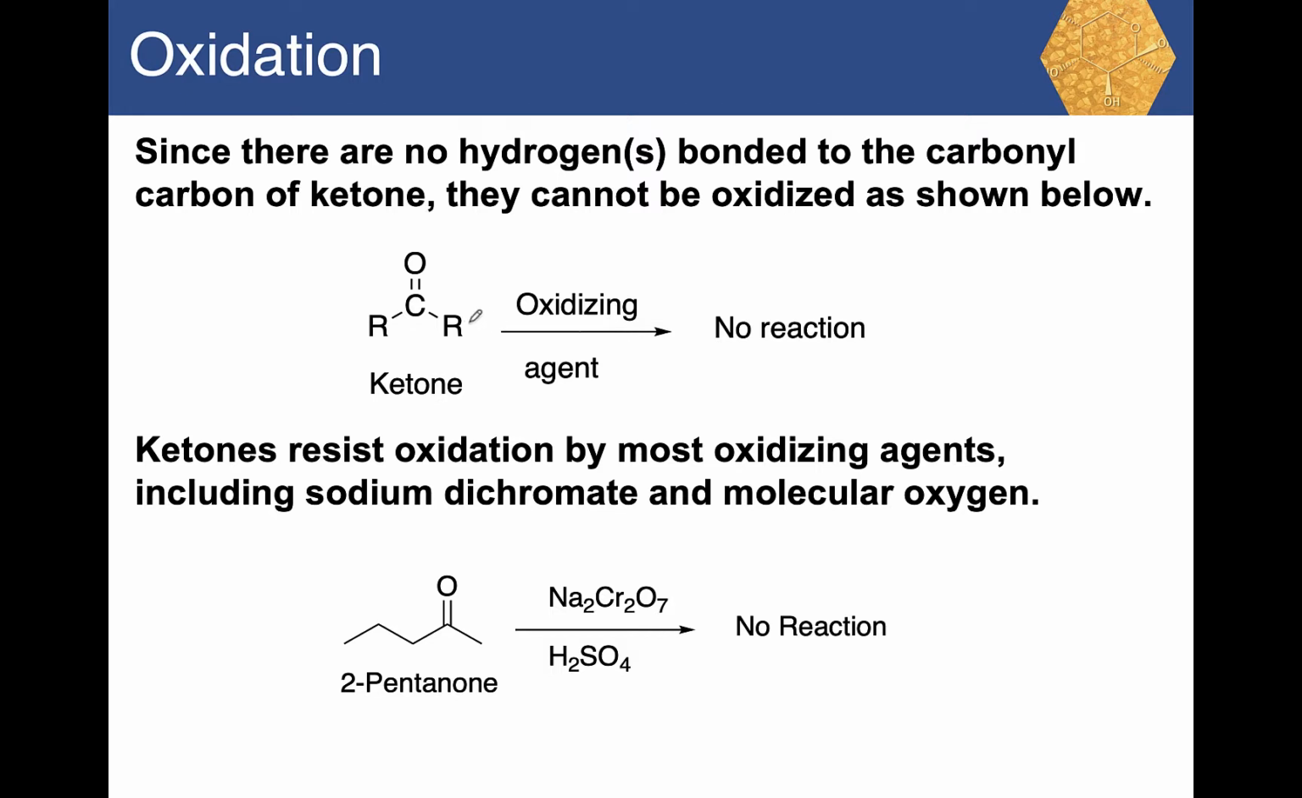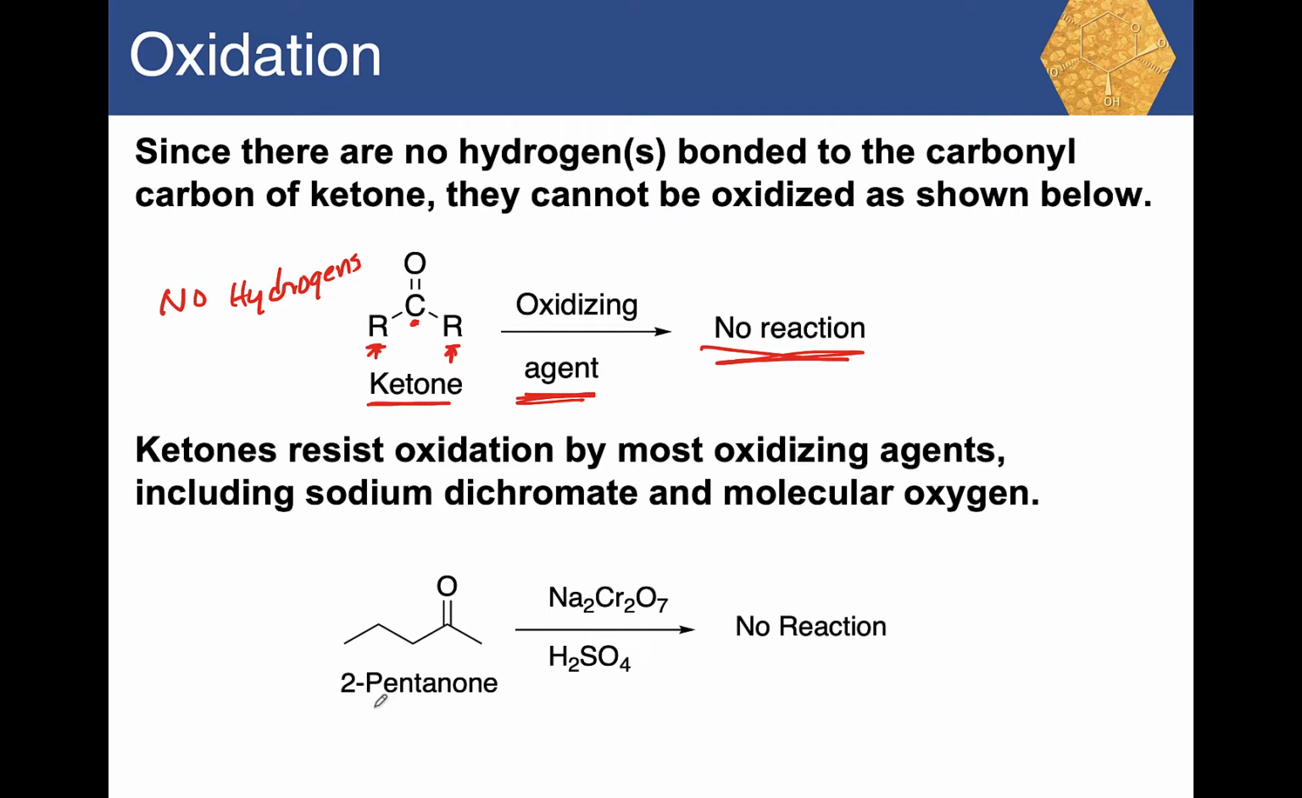Let us turn our attention now to ketones. As you can see, here is the general feature of a ketone. Here's a carbonyl group. It's bonded to an R group, carbon-containing R group, and to another carbon-containing R group. Notice no hydrogens bonded. So therefore, it's not surprising that in the presence of an oxidizing agent, there's no reaction, because there is no hydrogen bonded to this carbon that can be removed.